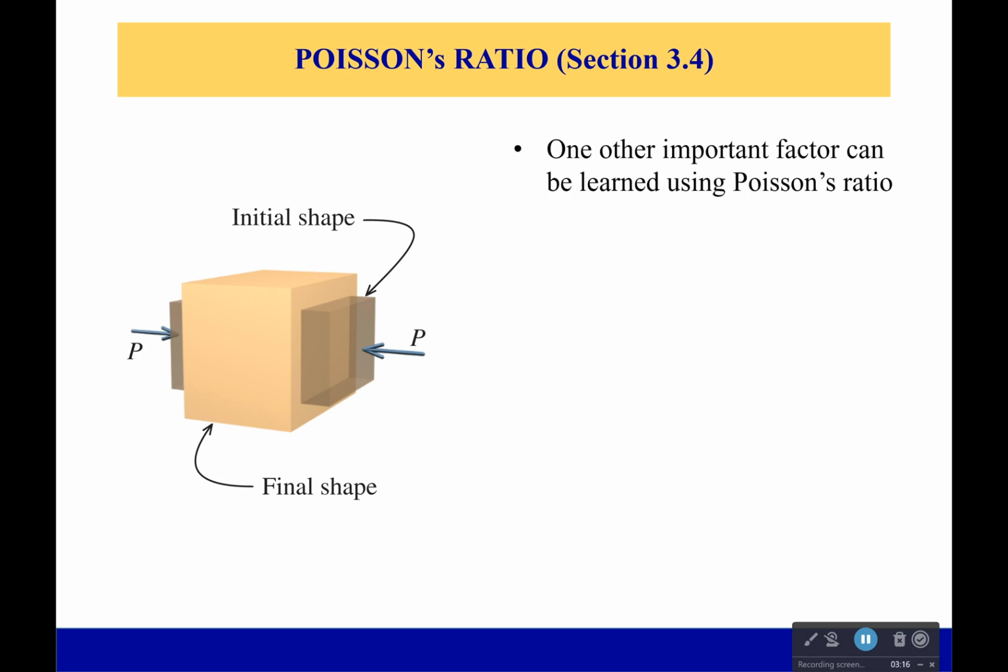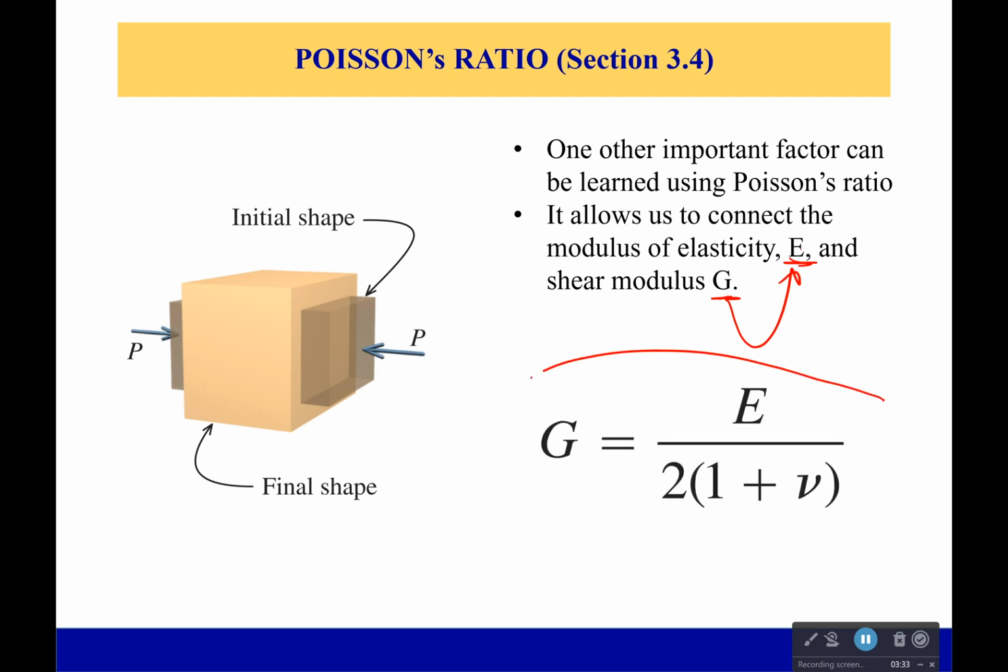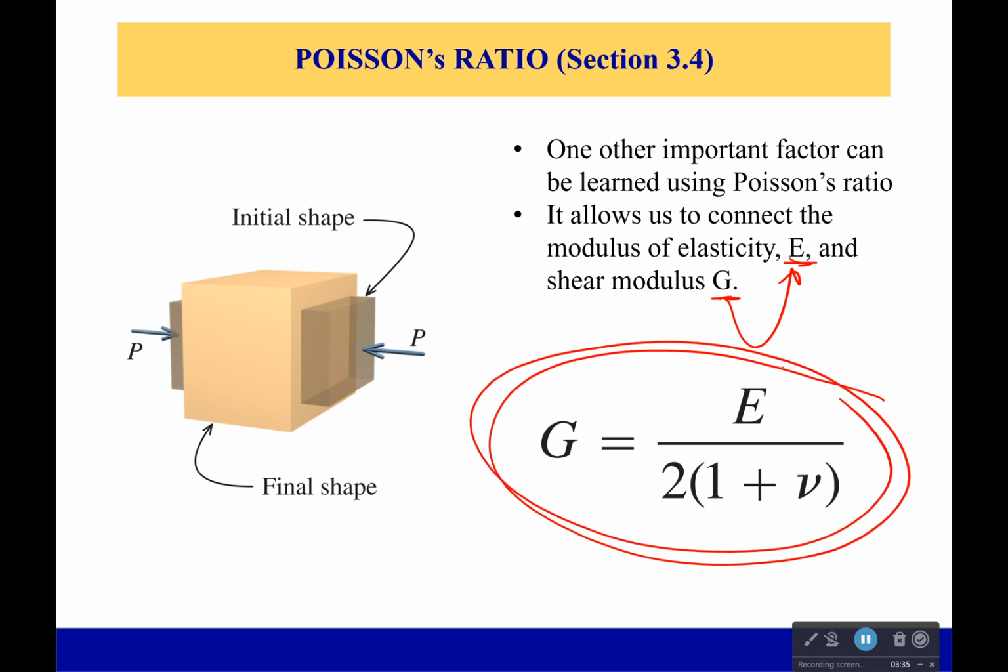One other important factor can be learned from this. Now, we had a modulus of elasticity, and I mentioned earlier we had the shear modulus G, and I said that these two are connected. And you're like, well, how are they connected? And I said, we'll figure it out later. Don't worry about it for now. Well, today we figured that out, and here is the connection. They're connected through Poisson's ratio.